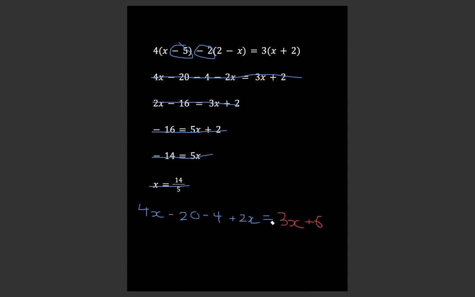So now we're going to be combining like terms on either side of the equal sign. So the first term we have is the x's. For the x's, we're going to see that one is positive and one is positive. So we're just adding. And 4x plus 2x must equal 6x.